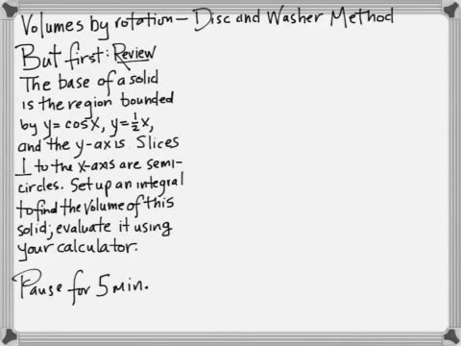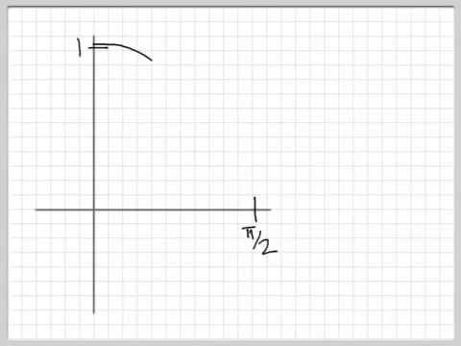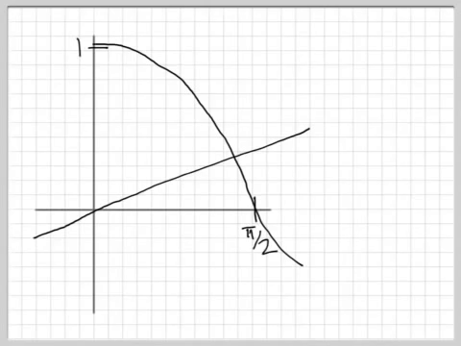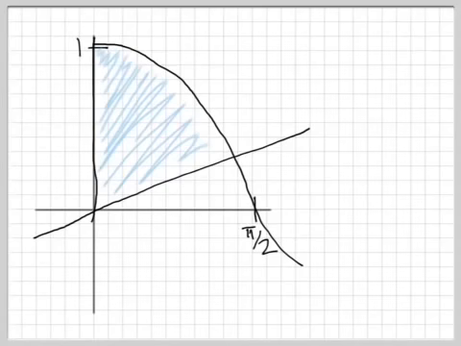All right, so let me show you my solution. So I know cosine x starts up at 0, 1 and hits the x-axis at pi over 2. So that's a sketch of cosine x. And then the line y equals 1/2 x passes through the origin and slopes up and hits it at some point. I don't know what that point is off the top of my head. And then the third boundary is the y-axis itself. So we're looking at this region. That's the region that's being described here.